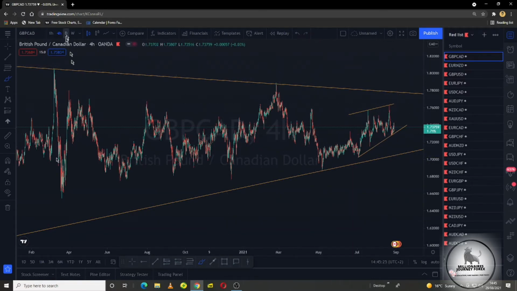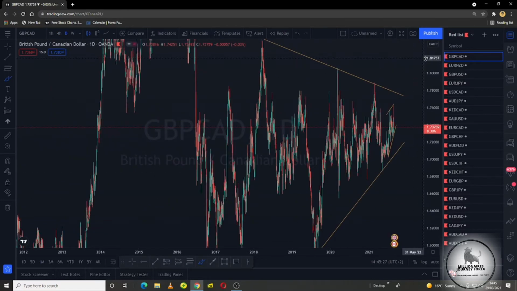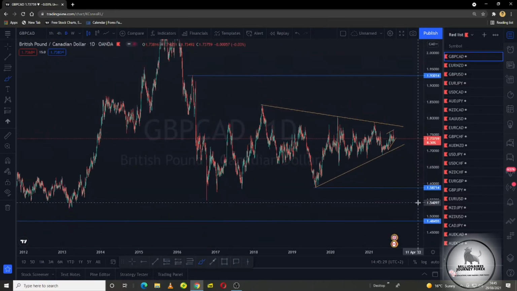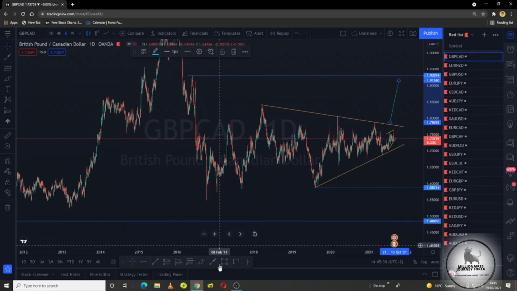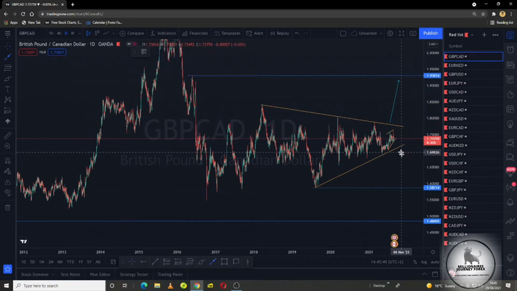I'm saying we're looking for long-term moves because I caught this pattern on a daily time frame, which means we can look to come here, or we can look to come here. I am not looking for trades inside this pattern. No, I'm looking for trades outside the pattern.